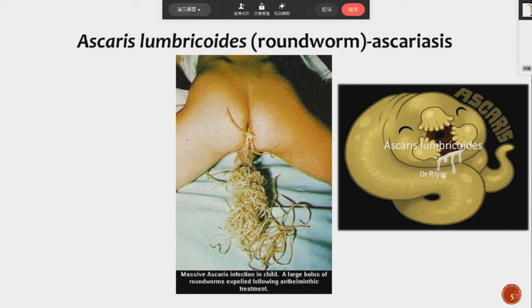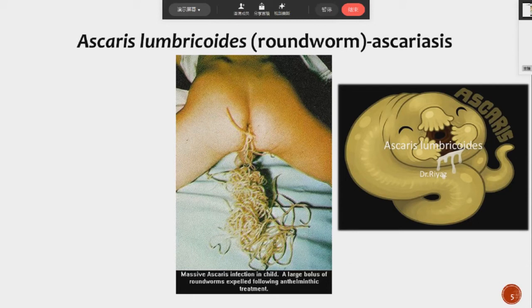And in which part are they parasitizing? They are living in which organ of ours? Small intestine. They are living in our small intestine. So for this patient, we can see that from his anus, he drove out a lot of worms, yes? A lot of adult roundworms.